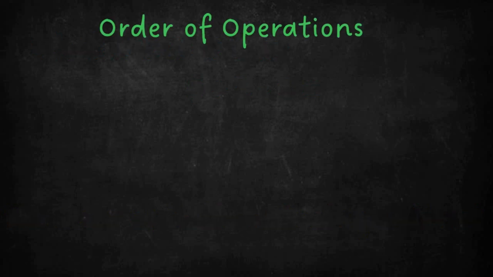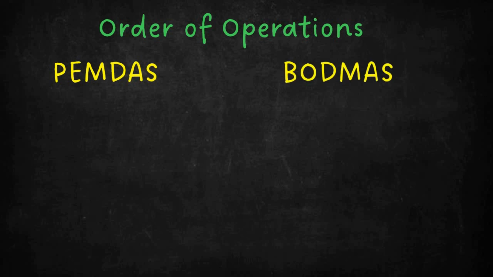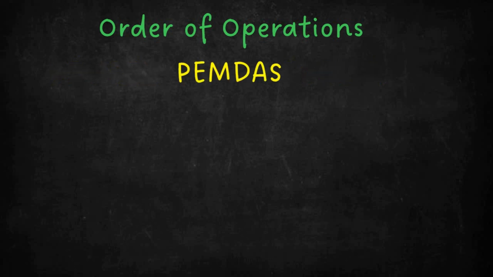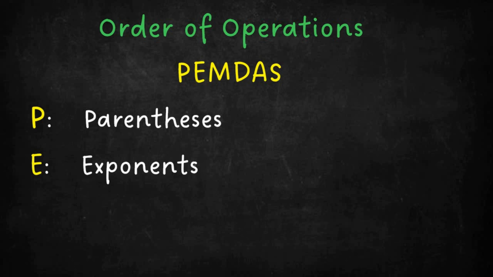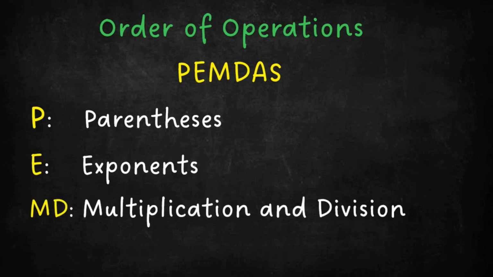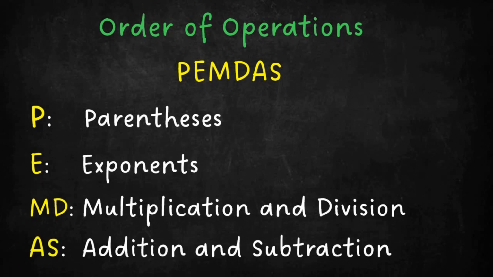In math, we follow a specific order of operations, PEMDAS or BODMAS in some places. It tells us how to correctly solve expressions. Where in PEMDAS, P refers to parentheses, E refers to exponents, MD refers to multiplication and division from left to right, AS refers to addition and subtraction from left to right.